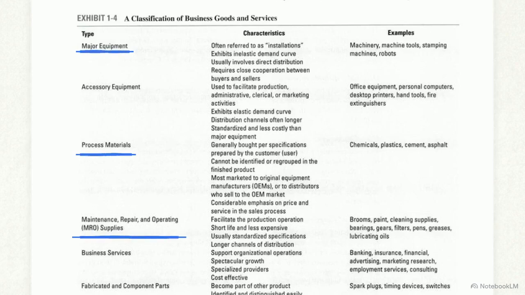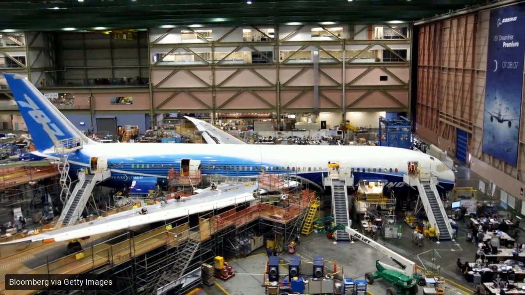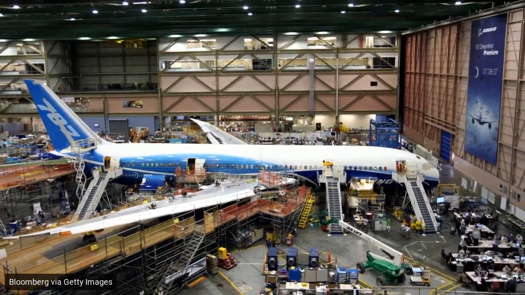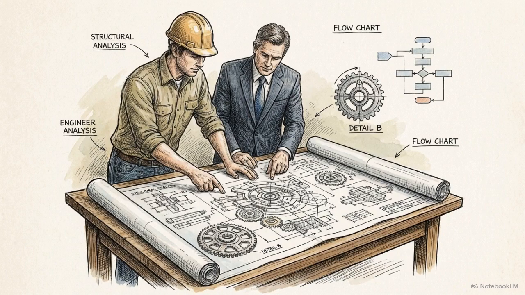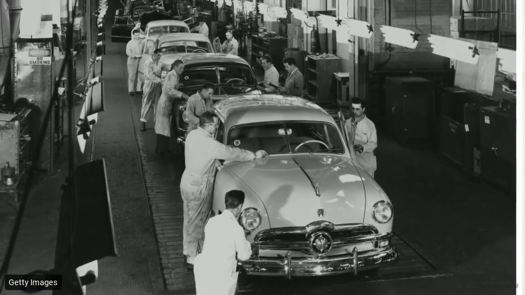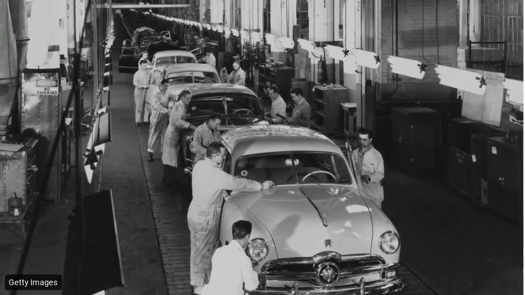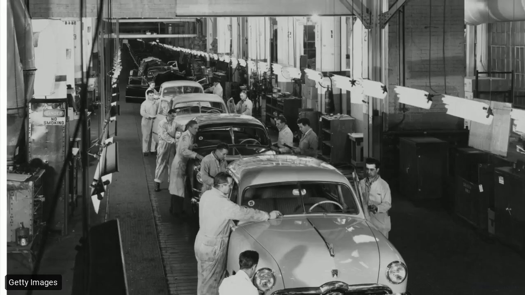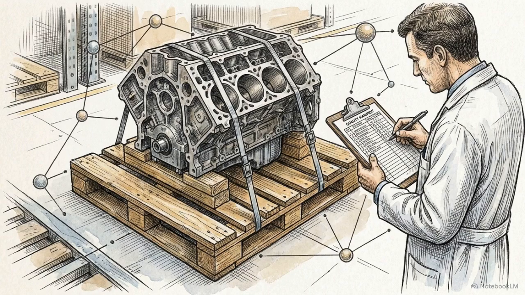and distributed. Major equipment, such as an aircraft assembly line, requires direct distribution. These are inelastic, high-cost purchases that demand close, long-term cooperation between the buyer and seller on technical specifications. Component parts are sold directly to original equipment manufacturers, or OEMs, to become part of a final consumer good. For these products, consistent quality and precise delivery schedules are the primary marketing advantages.